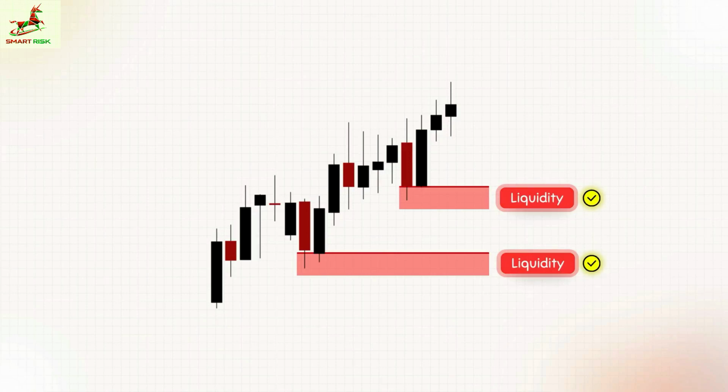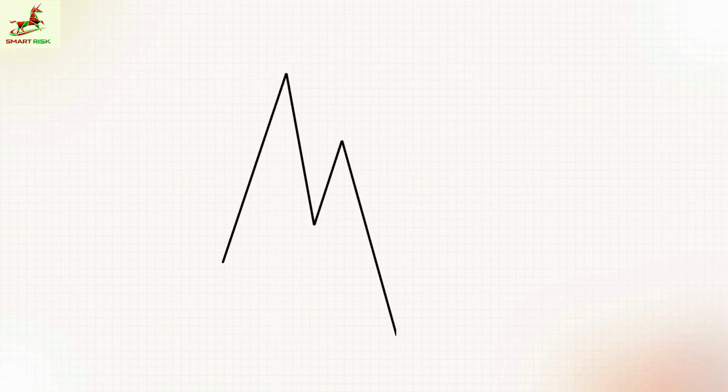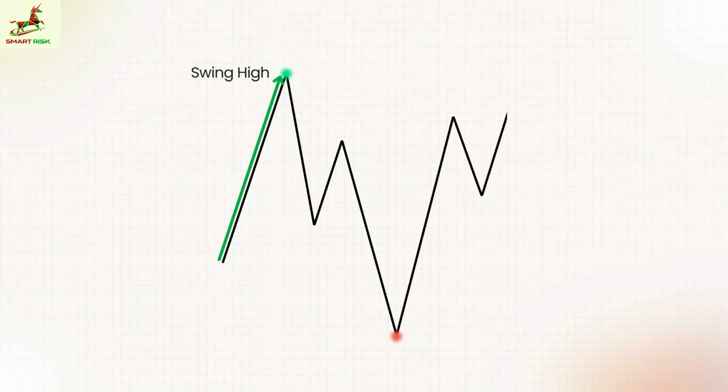Now let's go into detail about exactly which areas on the chart liquidity mainly forms. Area number 1, near swing highs and swing lows. If you don't know what swing highs and swing lows are, let's quickly cover that first. When price is moving up and stops at a certain point before coming back down, that highest point is called a swing high. And when price is moving down and stops at a certain point before turning back up, that lowest point is called a swing low.